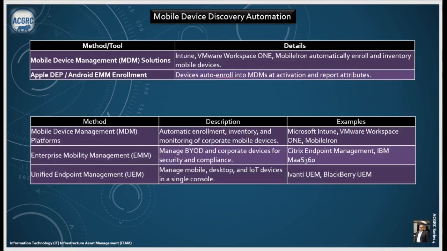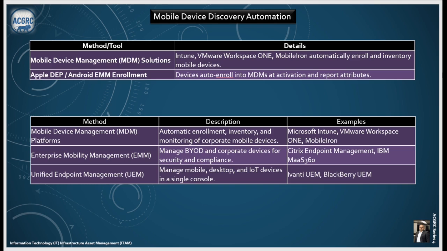When we look at automation in mobile device discovery, we have the MDM solution, and in case of Apple, we have the Apple DEP and Android EMM enrollment. The first one is where it automatically enrolls and completes the inventory of all the mobile devices. In the second, it is about enrolling into MDM at activation and reports the attributes that we need to track.